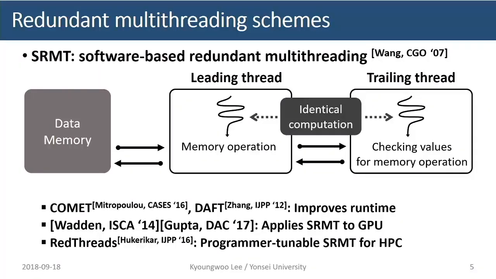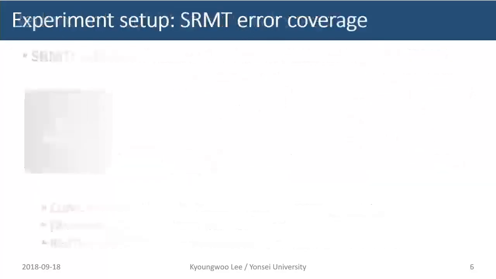This has been investigated in the literature. They try to improve runtime, and they try to apply software redundant multithreading to other architectures like GPUs and high performance computing. But there are some holes where we cannot detect errors.